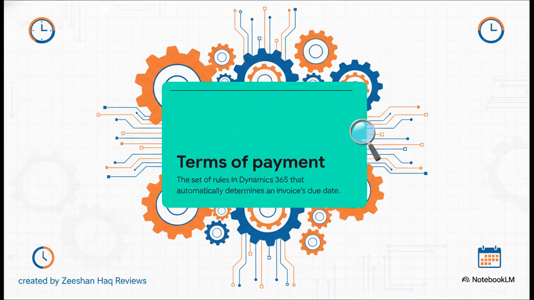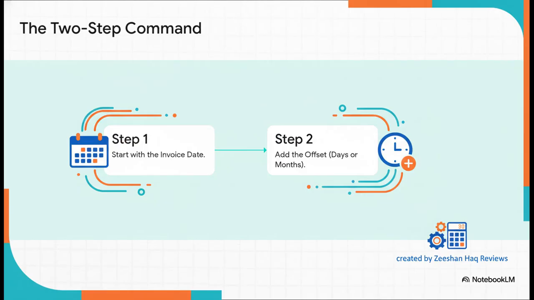So the most basic instruction you can give the system is a simple two-step command. It just takes the date the invoice was created and adds a number to it. That could be a specific number of days or maybe a number of months. It's clean, it's simple, and it's the foundation for everything else.